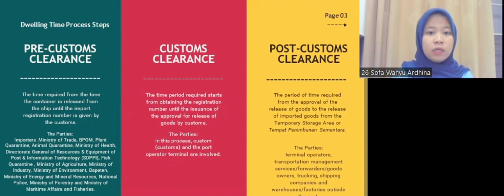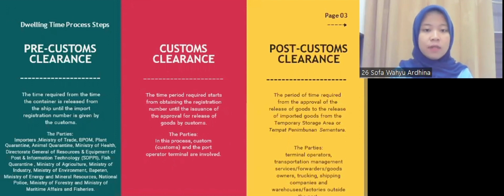ministry agencies issuing the export-import permits like Ministry of Trade, BPOM, Plant Quarantine, Animal Quarantine, Ministry of Health, Directorate General of Resources and Equipment of Post and Information Technology or SDPPI, Fish Quarantine, Ministry of Agriculture, Ministry of Industry, Ministry of Environment, BPTEN, Ministry of Energy and Mineral Resources, National Police, Ministry of Forestry, and Ministry of Maritime Affairs and Fisheries.